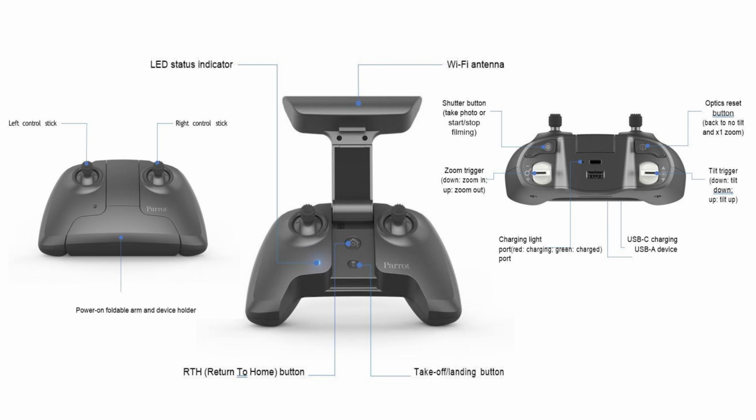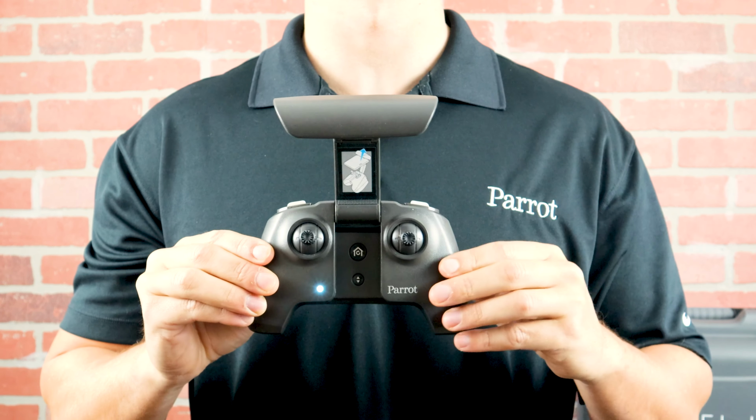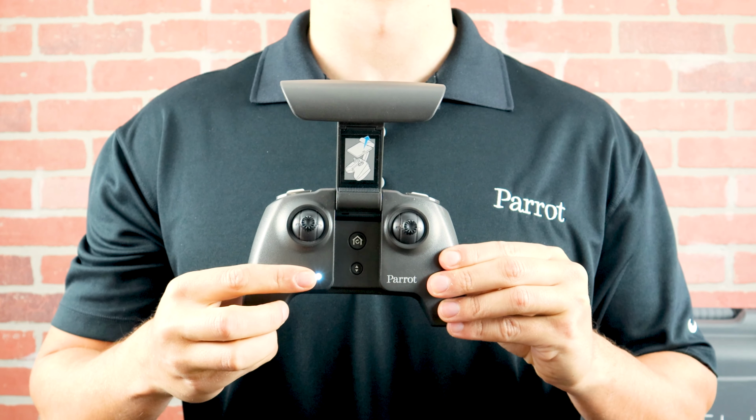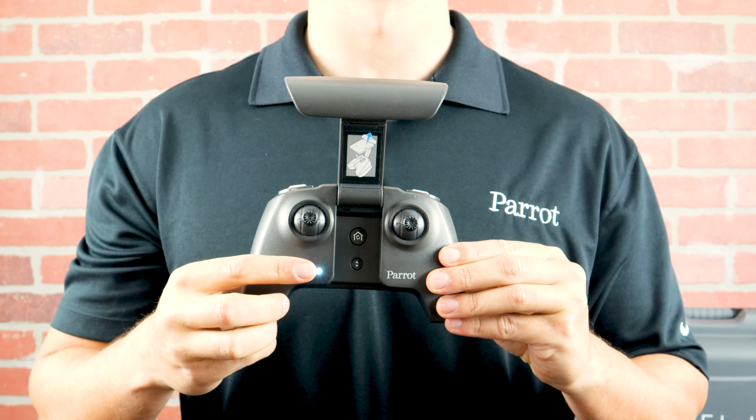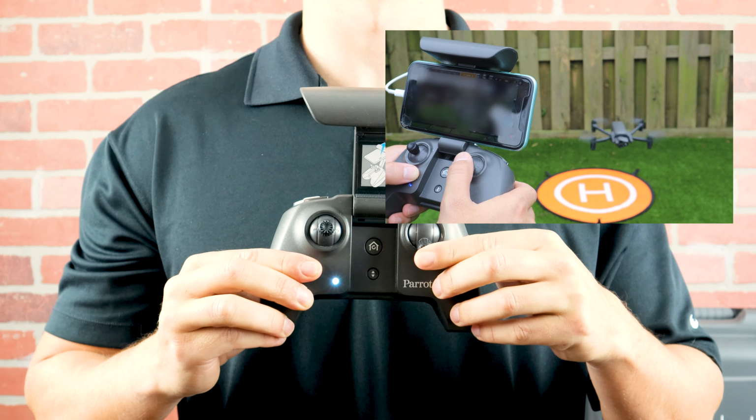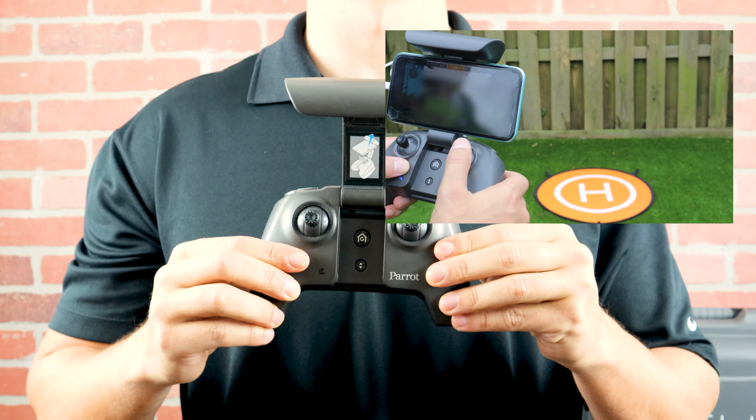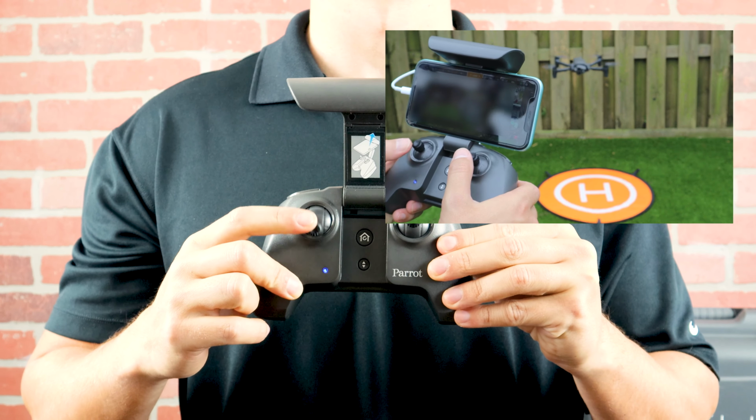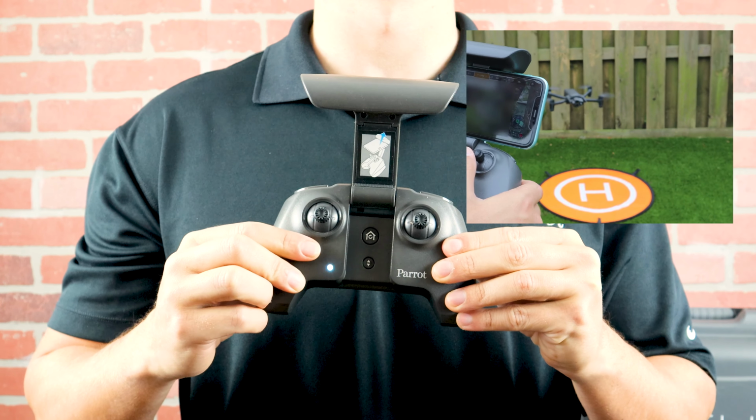To begin, let's go through the controls on the Skycontroller 3. Power on the Skycontroller 3 by opening it up. The LED will indicate the system is powered on and looking for the aircraft. The right control stick will control direction or pitch and roll. The left control stick will control elevation, rotation, or yaw of the aircraft.